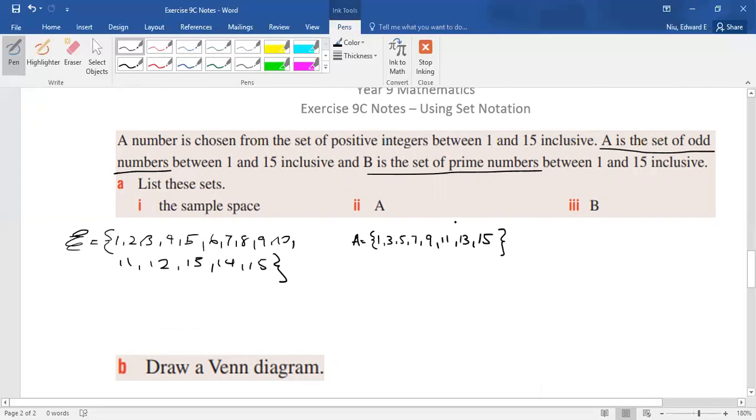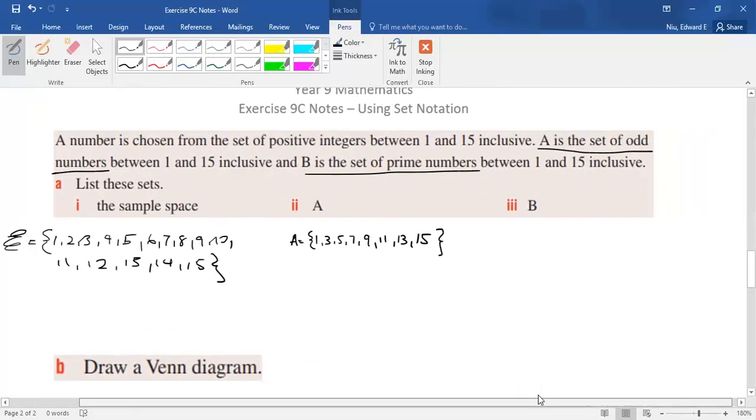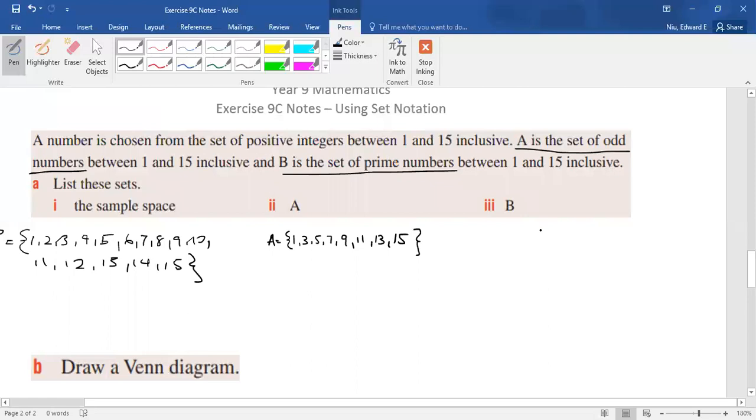Set B are prime numbers. So prime numbers are numbers that have 1 and the number itself as the factors, except 1 is not a prime number. 2 is a prime number, 3 is a prime number, 5 is a prime number, 7 is too, 9 is not because you have 3 times 3 and 1 times 9, but 11 is a prime number, 13 is also a prime number, 15 is not because you've got 1 times 15 and 3 times 5. So we have our 2 sets.